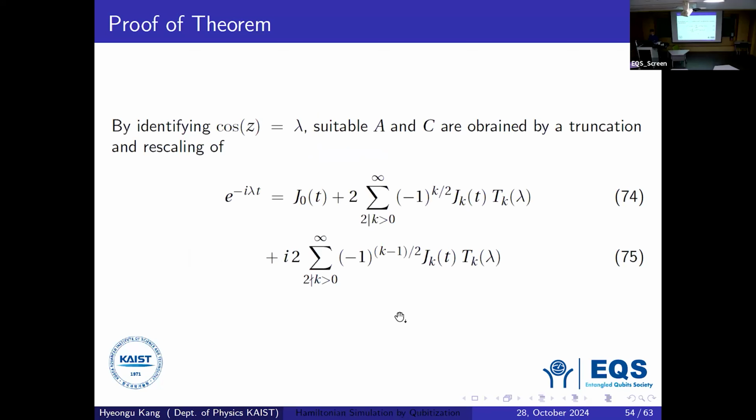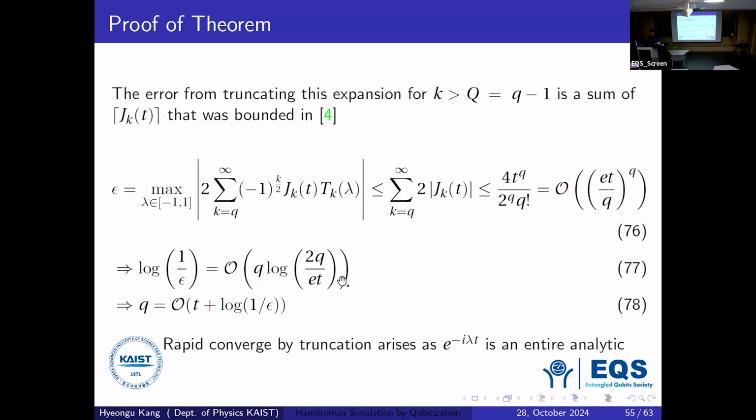But we cannot do the infinite summation, so we'll just truncate somewhere, and the error due to truncation is known well. Yeah, for the mathematical details, please check this one, and this is where the Q term appears in the theorem. So Q can be determined in terms of T plus log 1 over epsilon. Also note that the rapid convergence by truncation arises as this is entire analytic. If it is not analytic, the infinite series will not converge well.